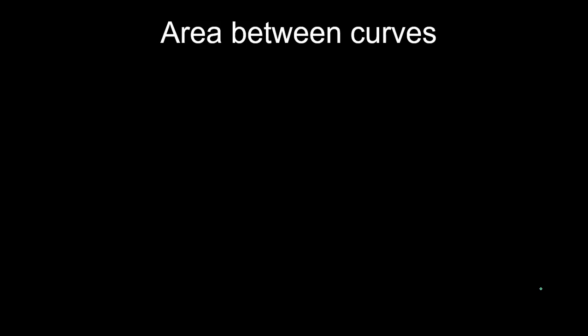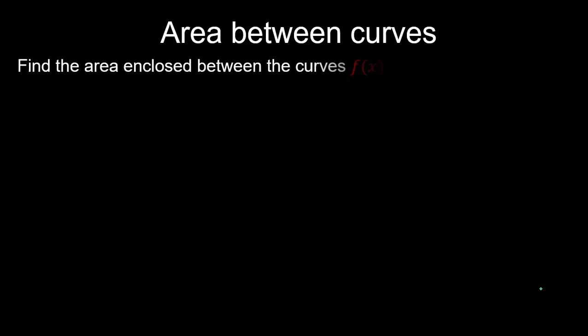Alright, let's take a look at the area between curves. In this particular case, we'll find the area enclosed between the curves f of x equals square root of x and g of x equals x cubed. So the first thing we want to do in order to find the area between these two curves is go ahead and plot these out.